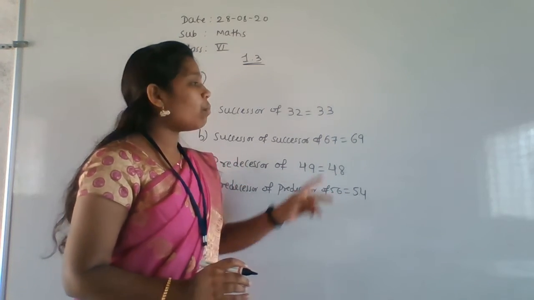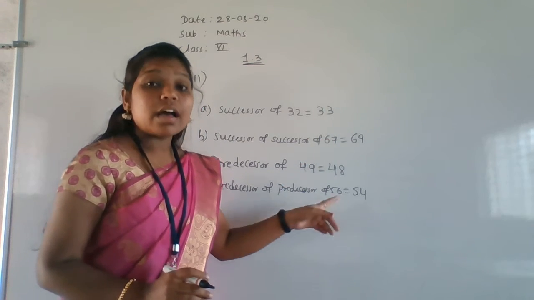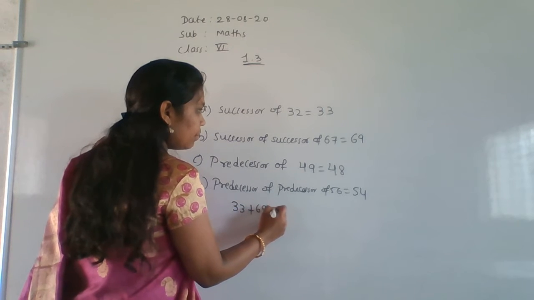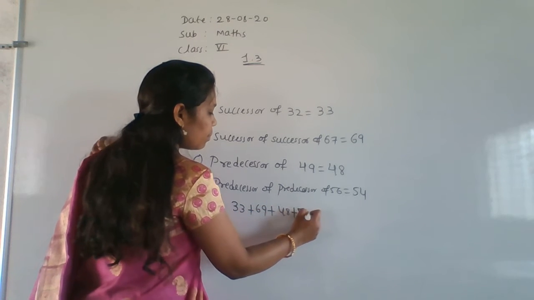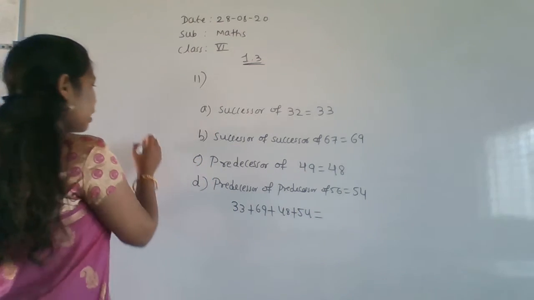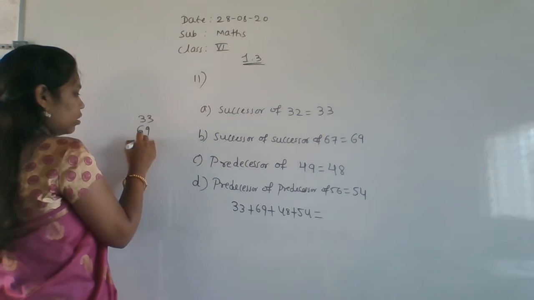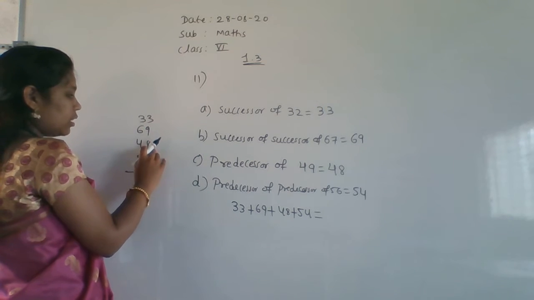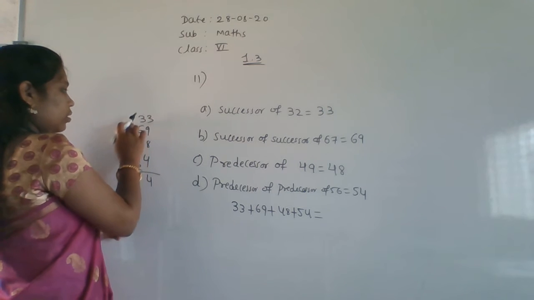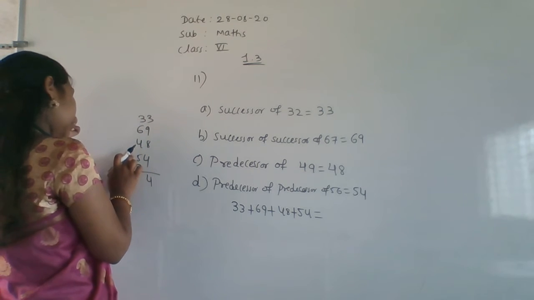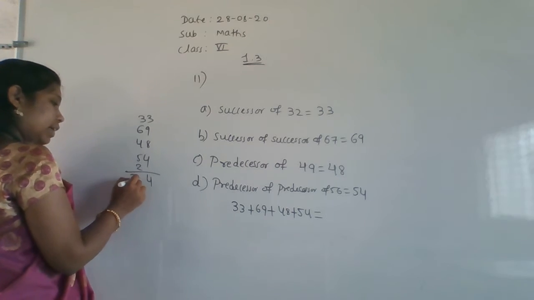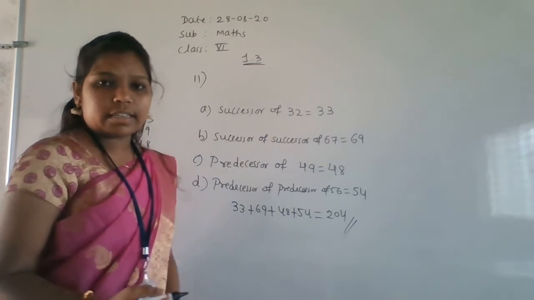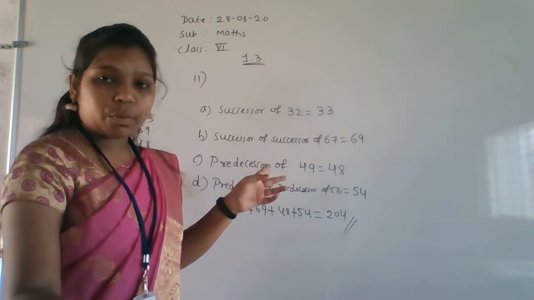Now we have to take the sum of these numbers. That is nothing but an addition problem. So 33 plus 69 plus 48 plus 54 is equal to how much? 9 plus 3, 12; 12 plus 8, 20; 24 here. 3 plus 6, 9; 9 plus 4, 13; 13 plus 5, 18; 20. So the answer here is 204. This is the answer for the 11th one in exercise number 1.3.